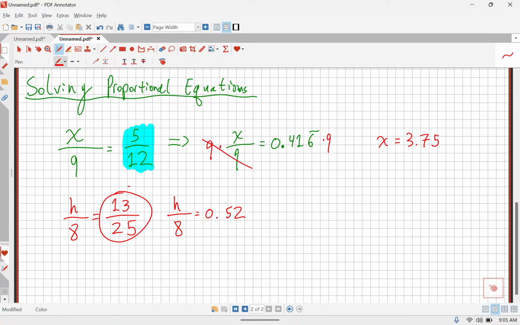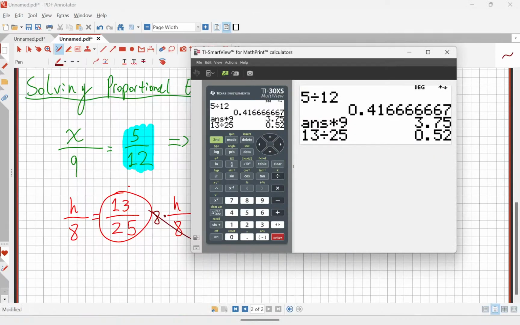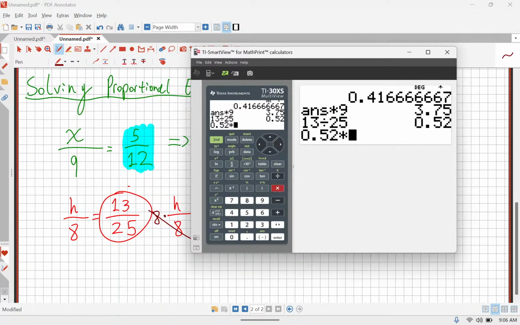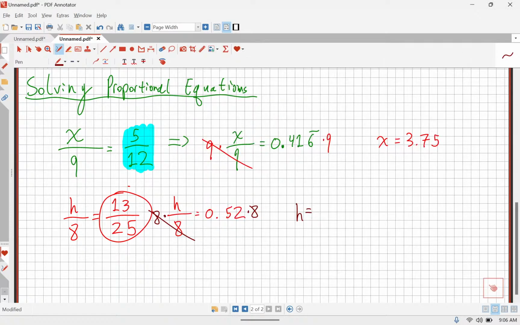What could you do to solve that? So I multiplied the 0.52 by the 8. Great. And that's going to turn it into h equals what? What did you get? 4.16. How many of us were able to come up with h equals 4.16 on that one, or see how we got that? You guys doing okay? Beautiful.